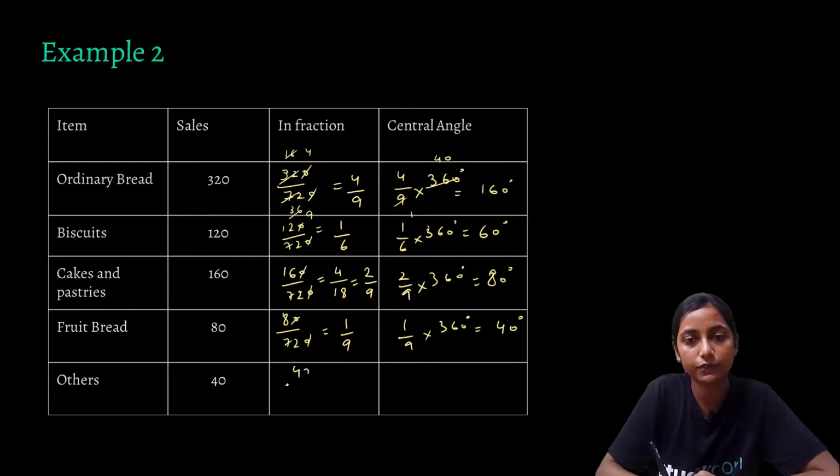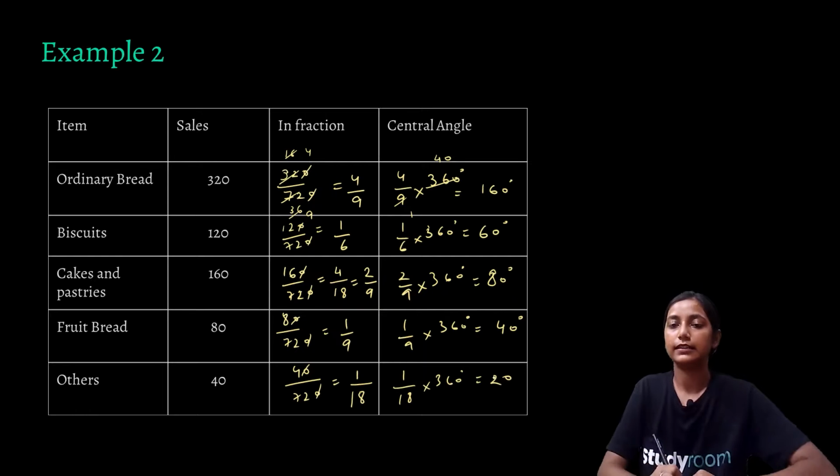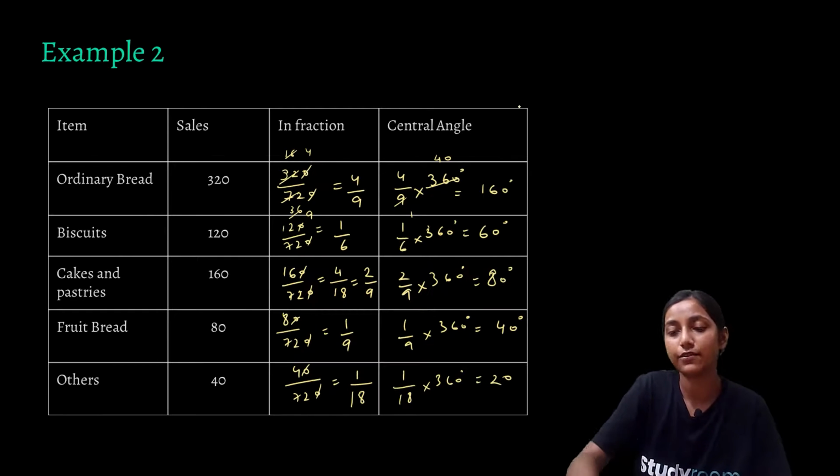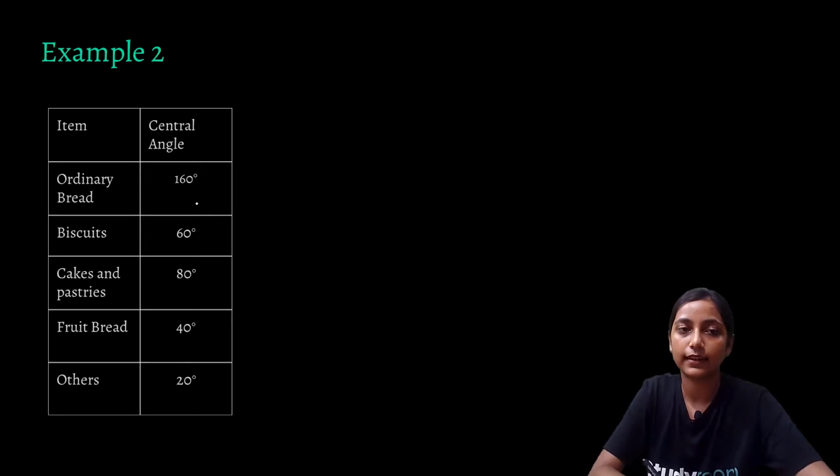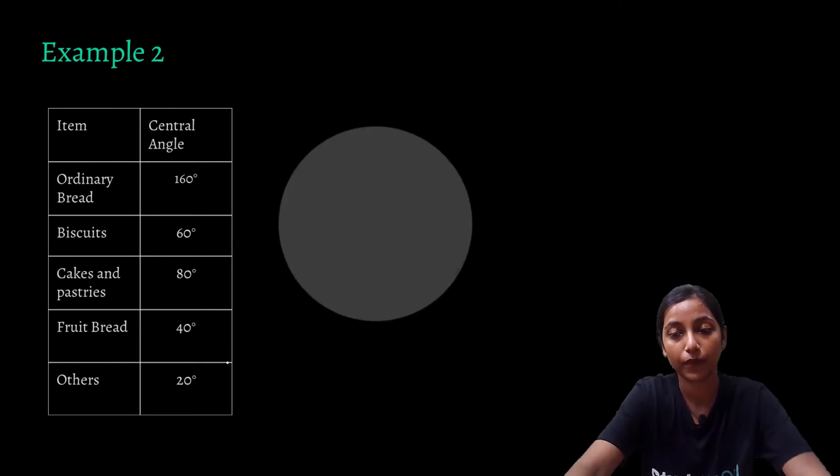And the last one is 40 by 720, that is 1 by 18. 1 by 18 of 360 degrees is going to be 20 degrees. So we have found out the central angles. This was the second step. So these are the central angles: ordinary bread 160 degrees, biscuits 60 degrees, cakes and pastries 80 degrees, fruit bread 40 degrees, and others 20 degrees.